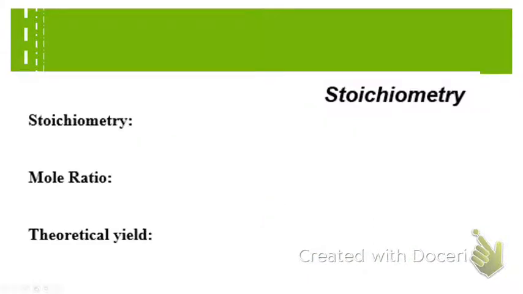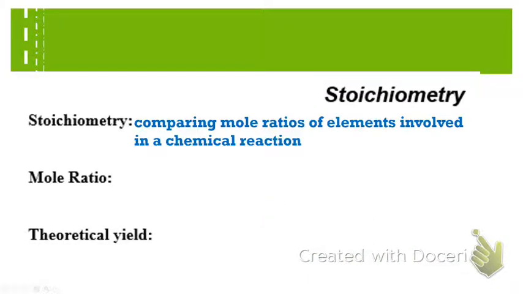Let's get into stoichiometry. Stoichiometry is comparing mole ratios of elements in a chemical reaction. It's technically a Greek word. Stoichio means element, and metry means measuring. So it's all about measuring elements and reactions.